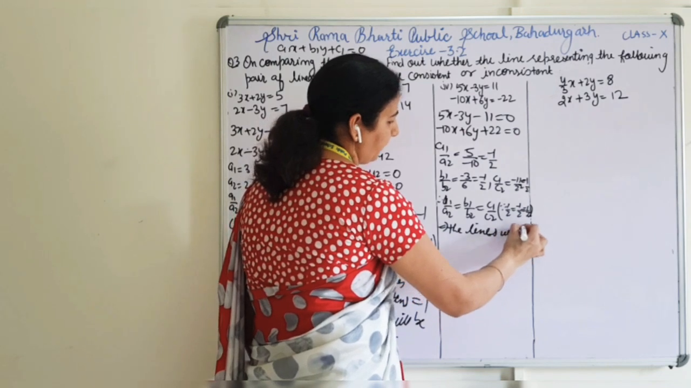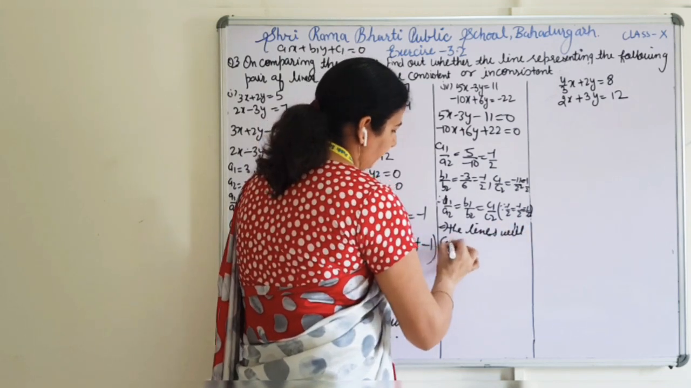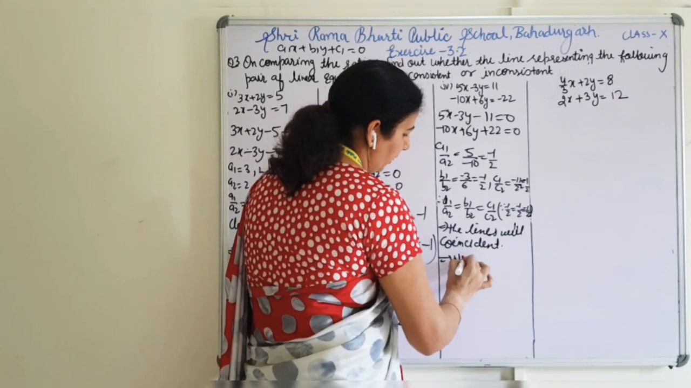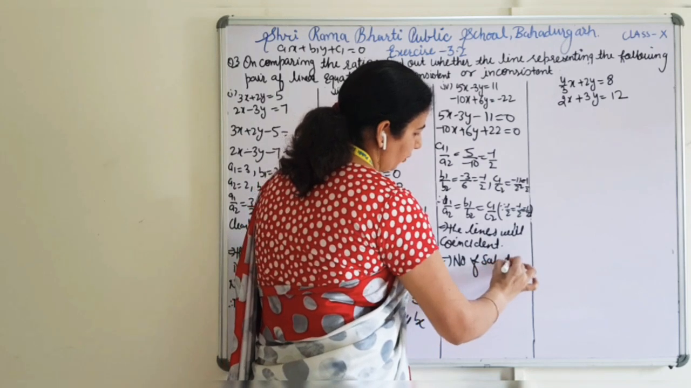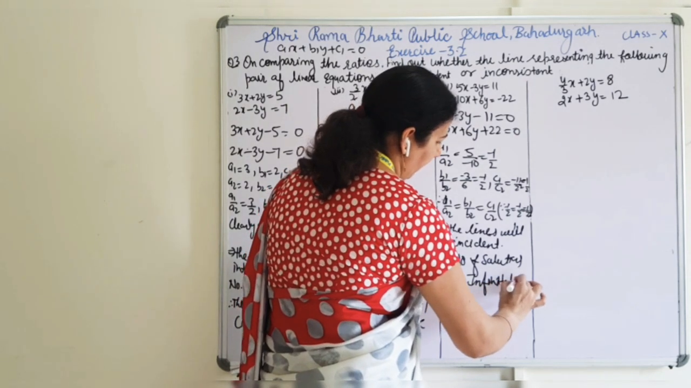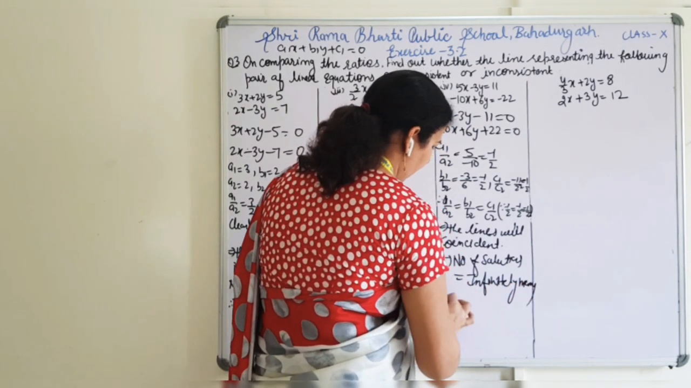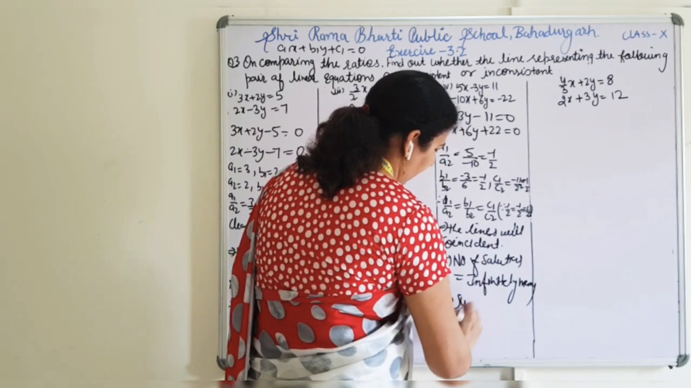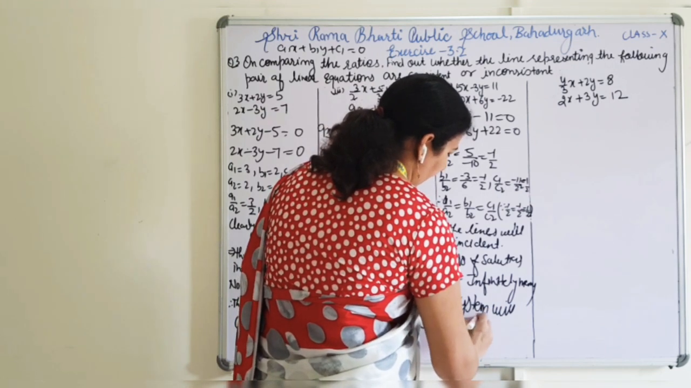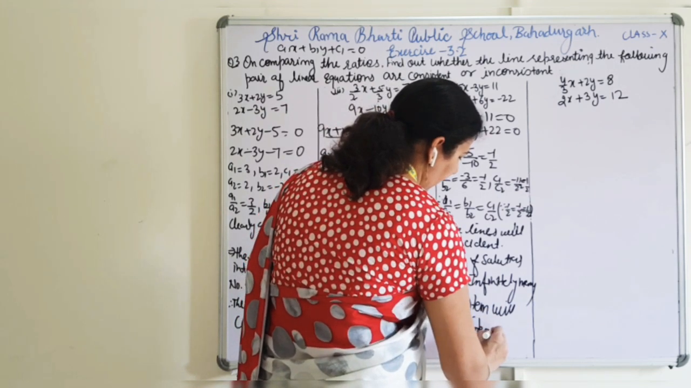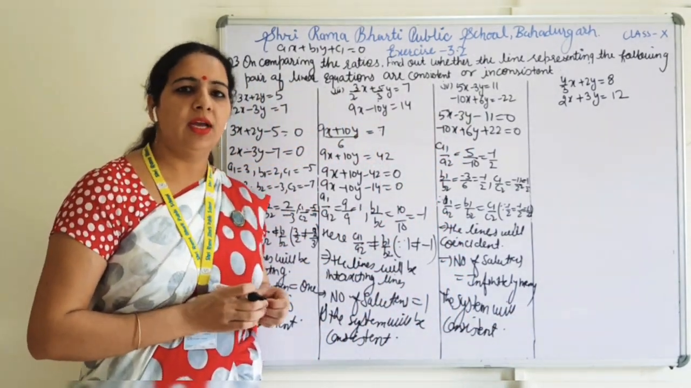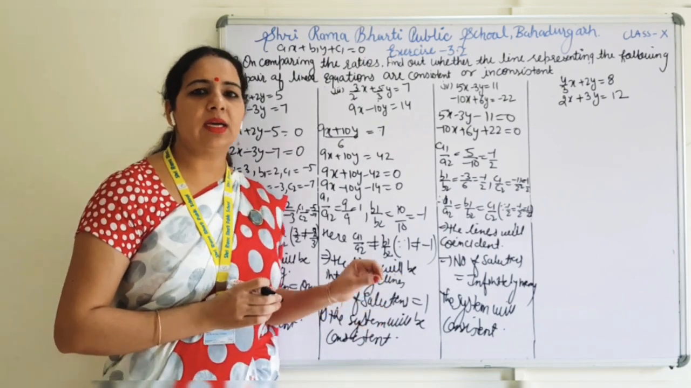The lines will be coincident, and the number of solutions is infinitely many. And the system will be consistent. In the second part, when you solve it, it will have no solution. And for no solution, what will we write? That the system will be inconsistent.